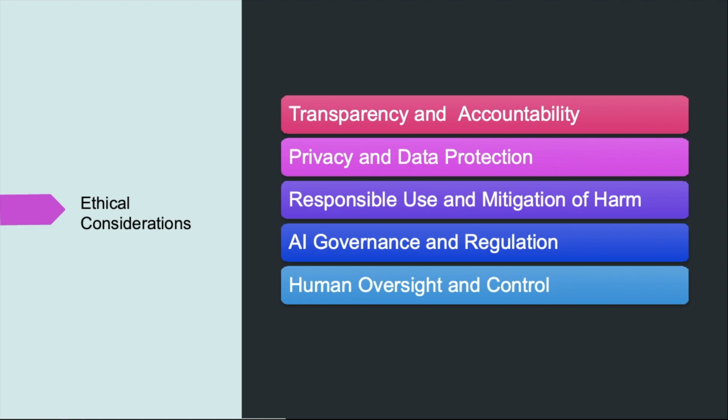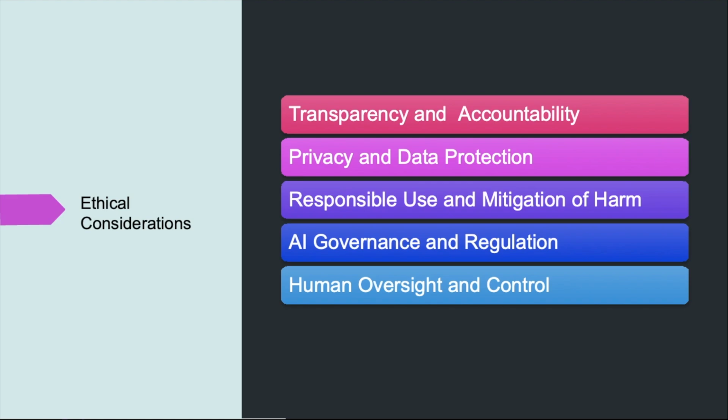Next we have privacy and data protection. Generative AI models may inadvertently leak sensitive information from the training data, raising privacy concerns. It's essential to implement robust data protection measures and anonymize data wherever possible.